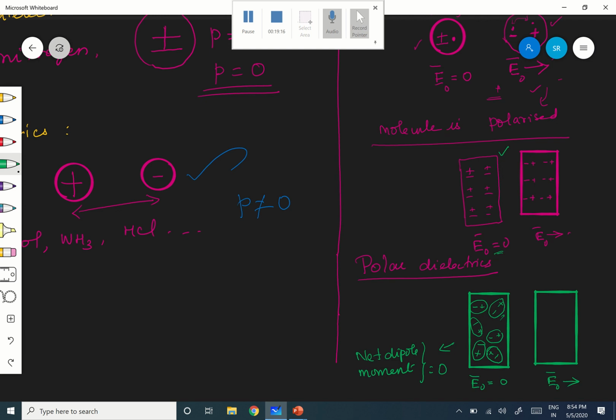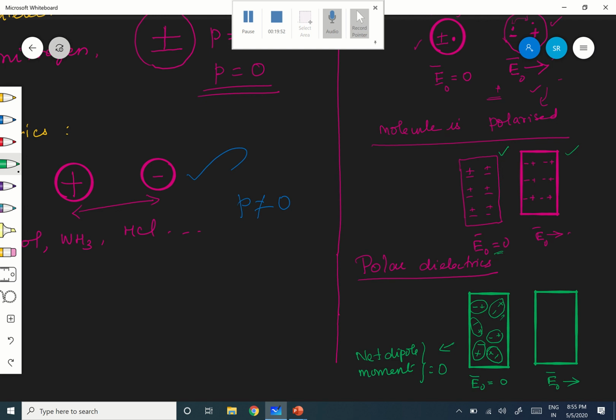Because of that, the center of mass of the negative charge will be pulled to the left, and the positive charge will be pulled towards the right, as we have seen in the previous non-polar dielectrics. Therefore, if there is an external electric field, and that is very important, the randomness will decrease. In the absence of electric field, randomness is more. But in the presence of electric field, randomness definitely decreases.